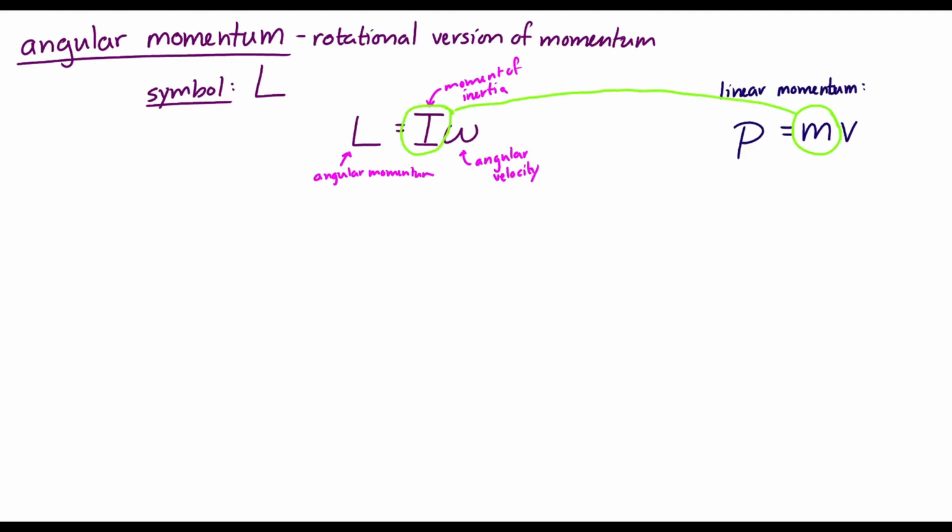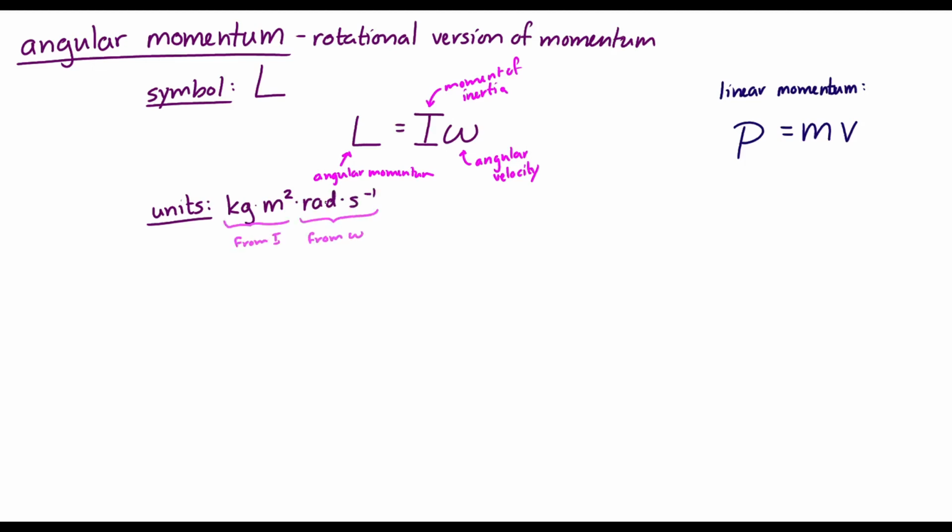And over here we have velocity. The corresponding idea in rotational dynamics is angular velocity. And you can see that the unit of angular momentum should be, what, kilogram meters squared, that's the unit of moment of inertia, times the radian per second. And the radian would go away, so we'd be left with kilogram meters squared per second.